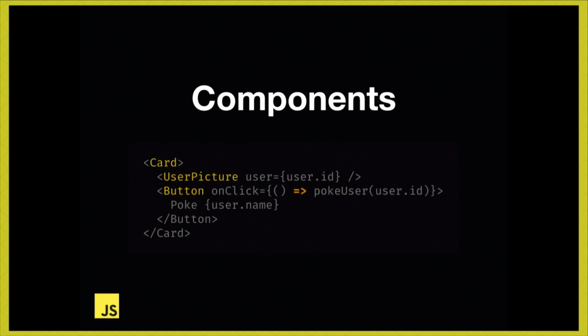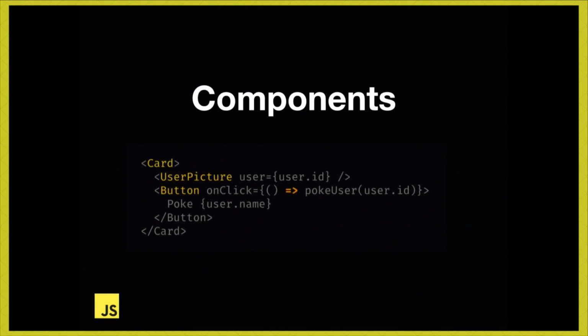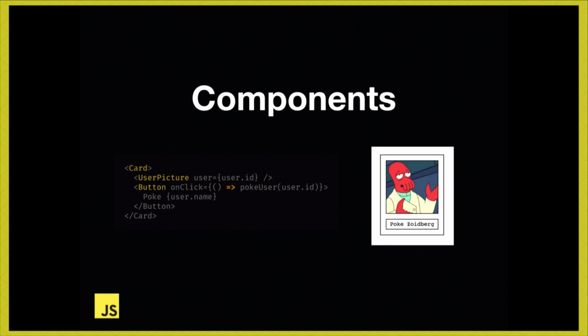And then you can use these components to build larger bits of UI. So maybe we have a card component that displays like a box in your UI. We might have a user picture component that takes a user's ID and ends up rendering an image with an avatar URL using that ID. And you might end up with something like this.